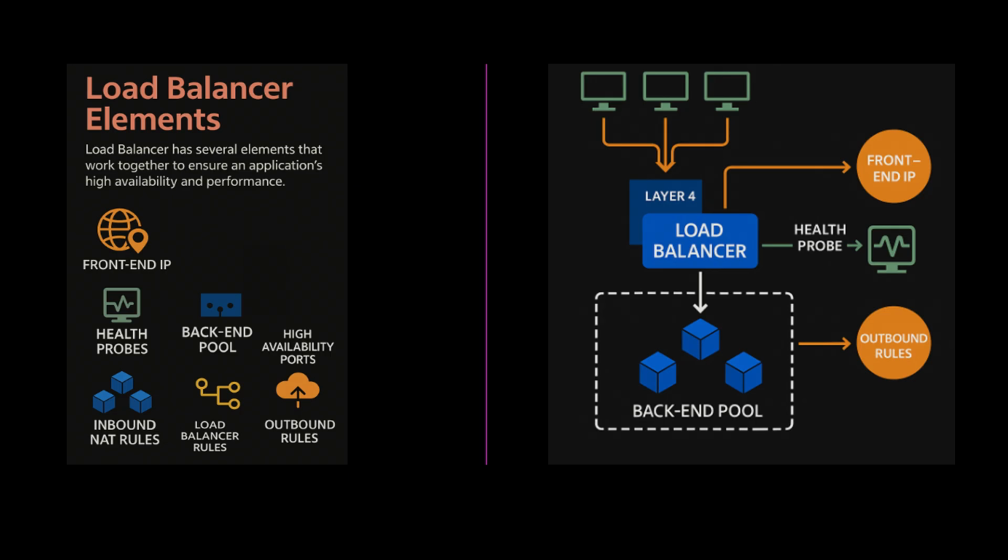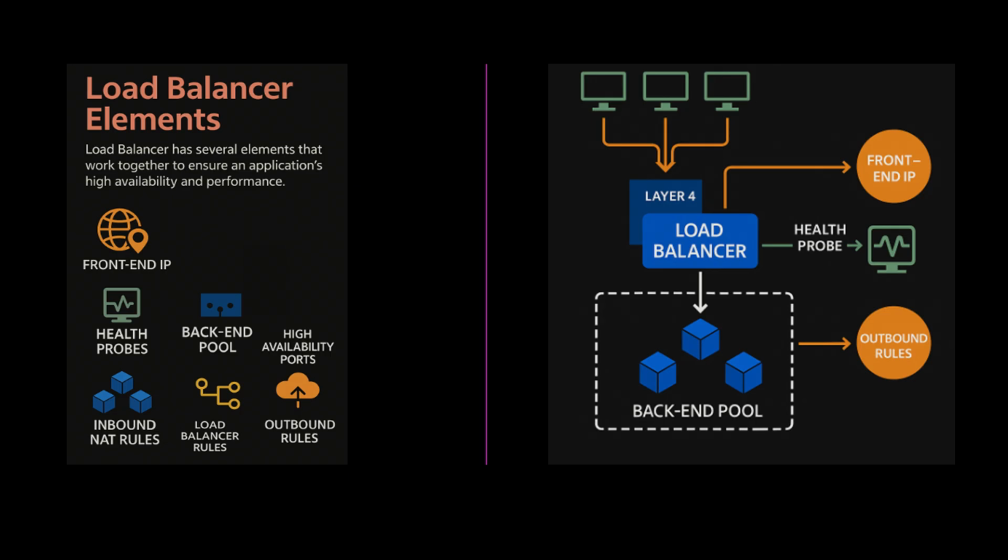Sometimes though, you need a more direct path to a specific VM for tasks like remote desktop or SSH. That's where inbound NAT rules help. You can map a public-facing port on your load balancer to a private port on a particular VM. For example, port 50,001 on your load balancer could route directly to port 3389 on one specific virtual machine.